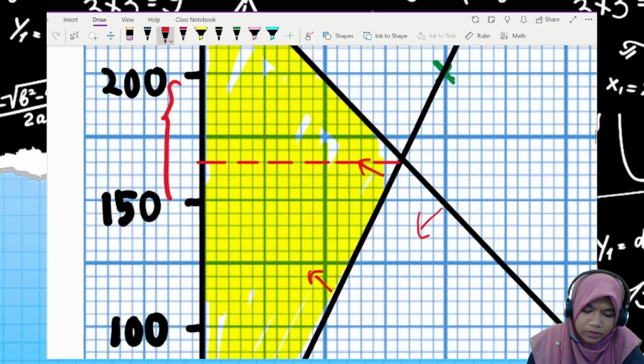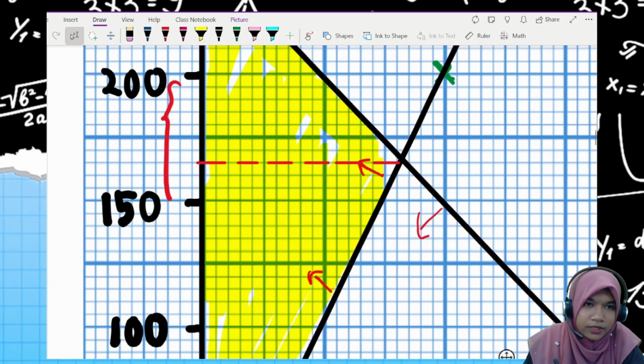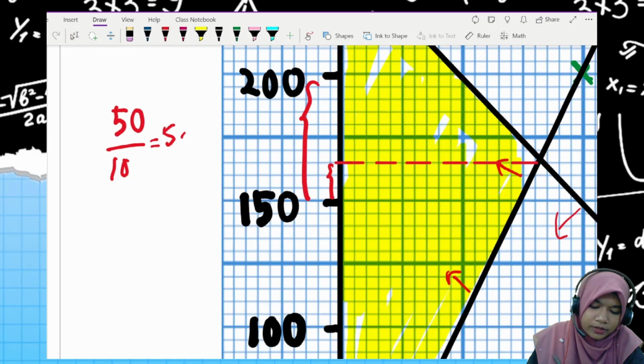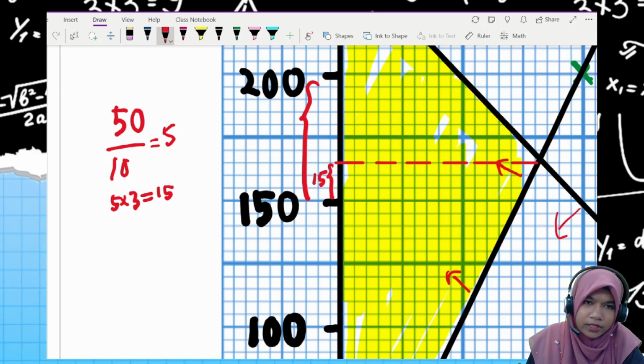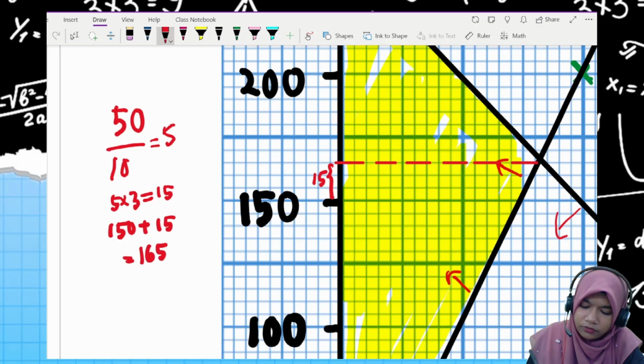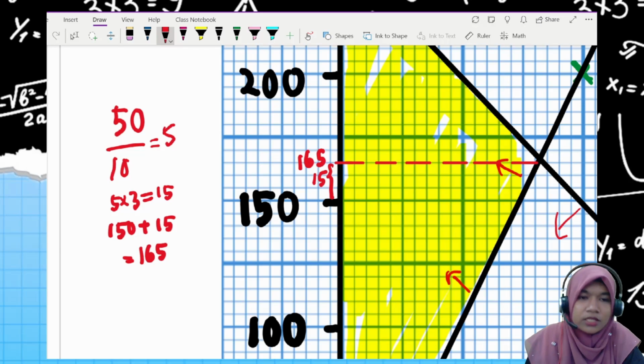So based on this one, 150, you read 150, and then how many boxes are here? 3 boxes. So 5 times 3 is 15. So this one represents a value of 15. And then the value is 150 plus 15, so you will get 165.